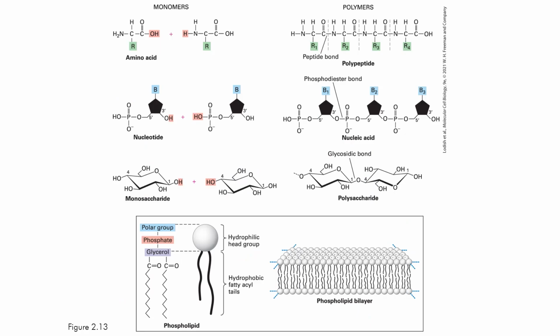Here's just a final little summary slide with all the macromolecules that we talked about. Your proteins, right up here, your amino acids that link together to make polypeptides, your nucleic acids with your nucleotide. You can tell it's a nucleotide because you have your phosphate, that link together to make your nucleic acids, your saccharides that make polysaccharides, and then finally we have our lipids down here. And here we're only showing you our phospholipids.